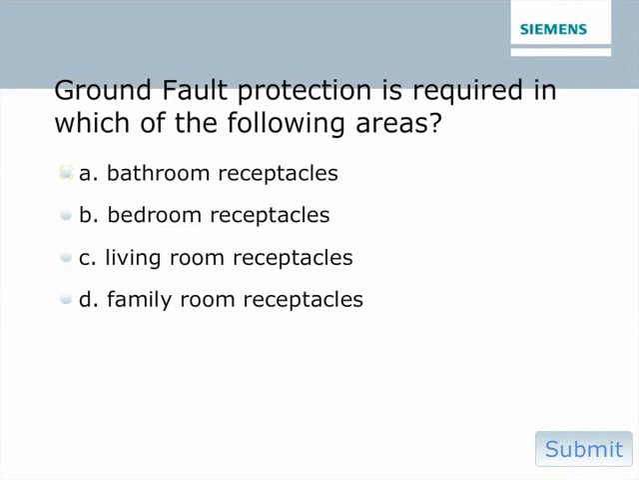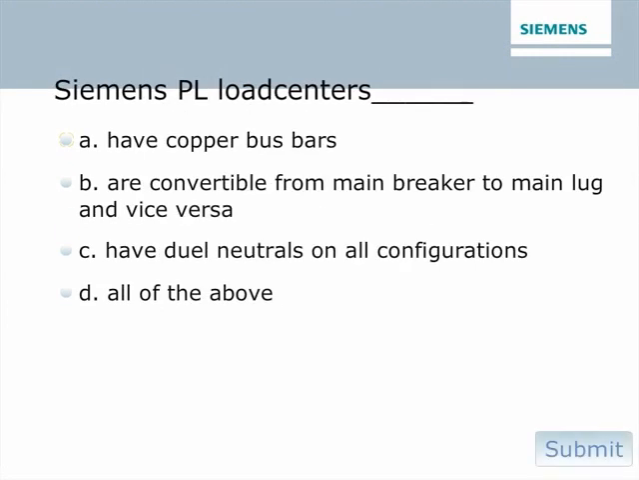Ground fault protection is required in which of the following areas? A, bathroom receptacles, B, bedroom receptacles, C, living room receptacles, or D, family room receptacles? Siemens PL load centers, A, have copper bus bars, B, are convertible from main breaker to main lug and vice versa, C, have dual neutrals on all configurations, or D, all of the above?